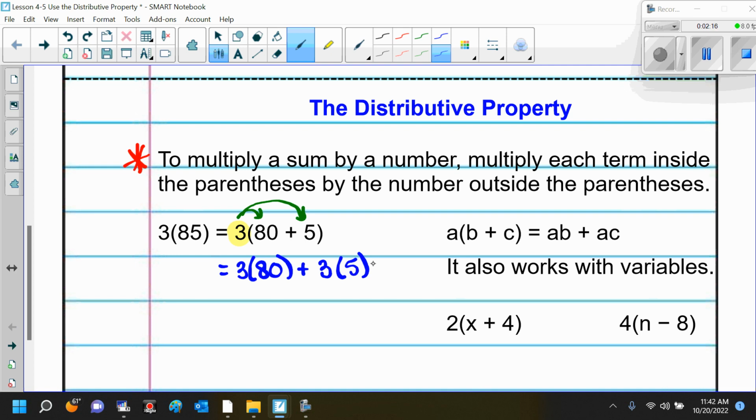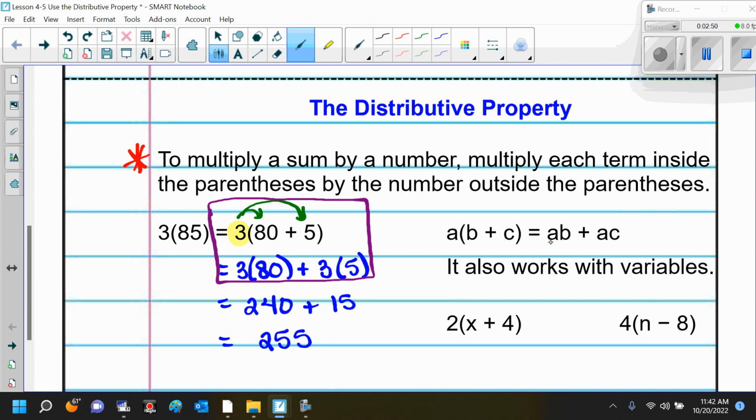So now, what is 3 times 80? 240. That's 240. Plus 3 times 5 is 15. And then we can add those together to get 255. Is everybody clear? Now this part right here is the distributive property. That is the distributive property.